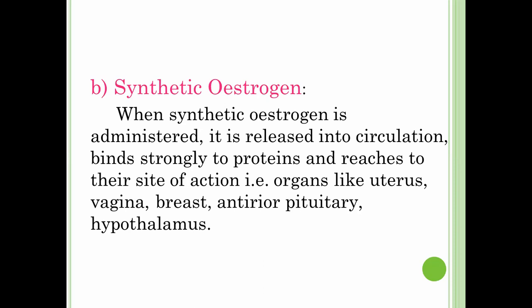When synthetic estrogen is administered, it is released into the circulation and strongly binds to protein and reaches its site of action. Synthetic means they are artificially prepared. After administration, they release into the circulation, strongly bind to protein, and reach the site of action, that is, organs like the uterus, vagina, breasts, anterior pituitary gland, and hypothalamus.